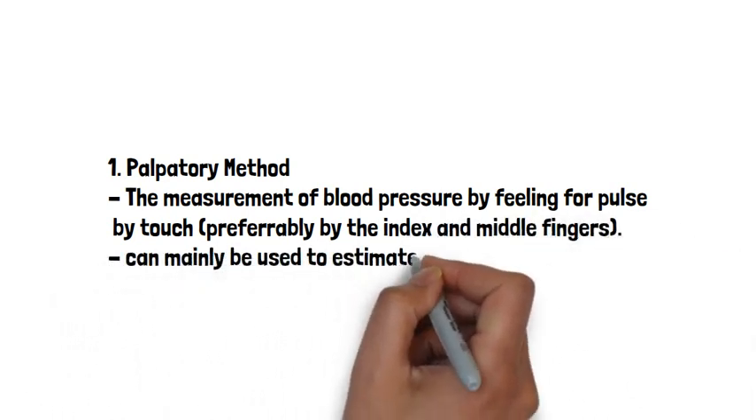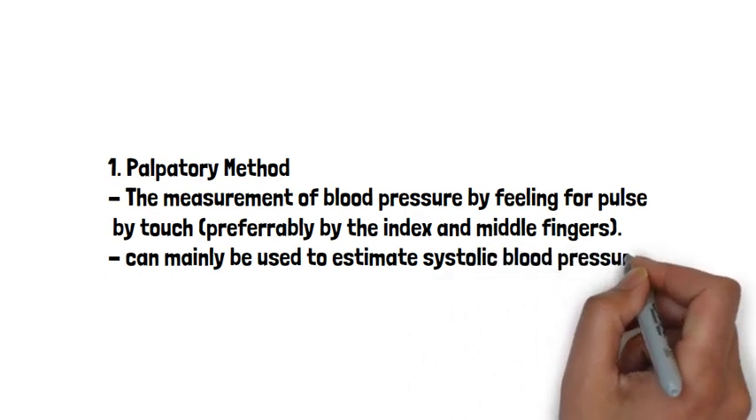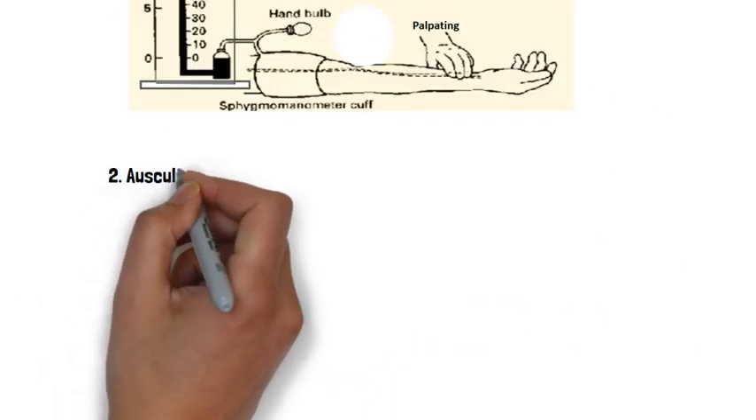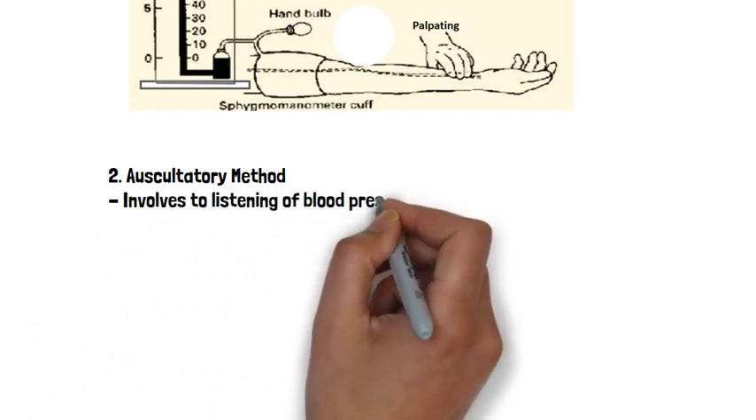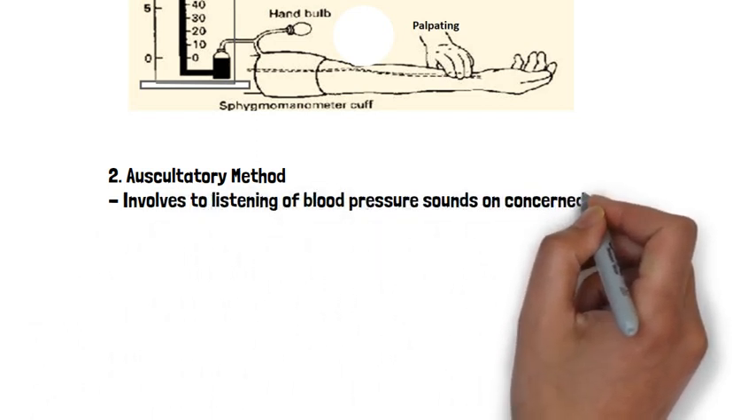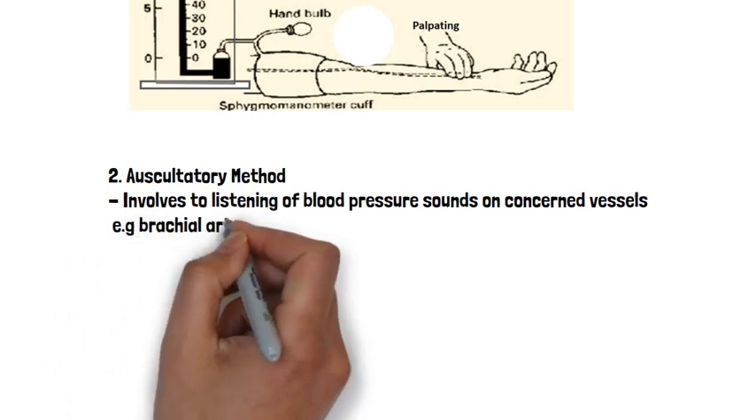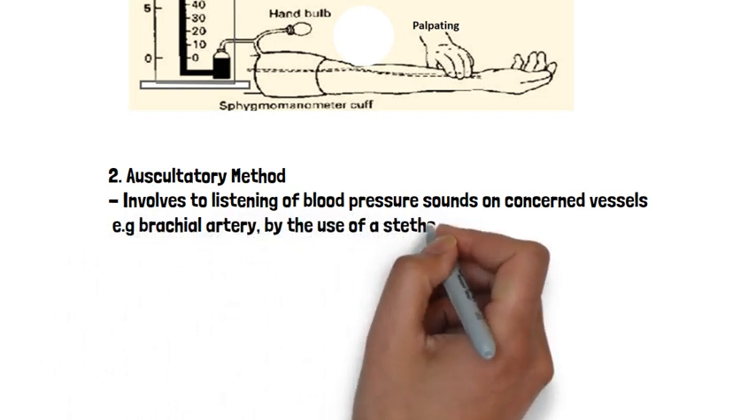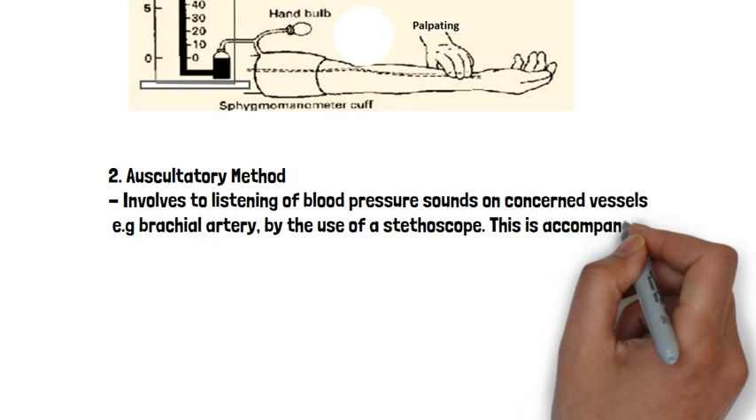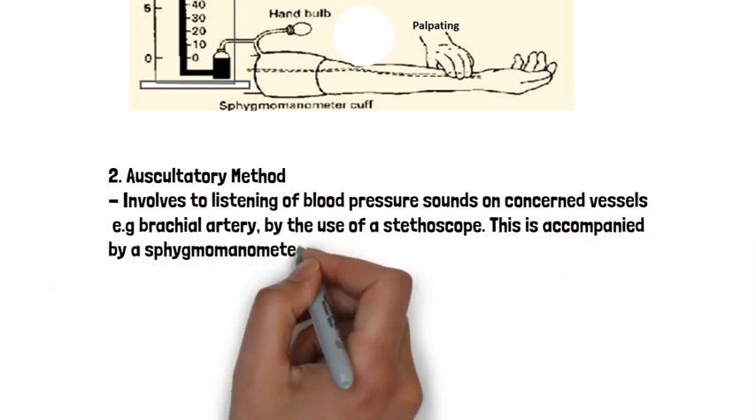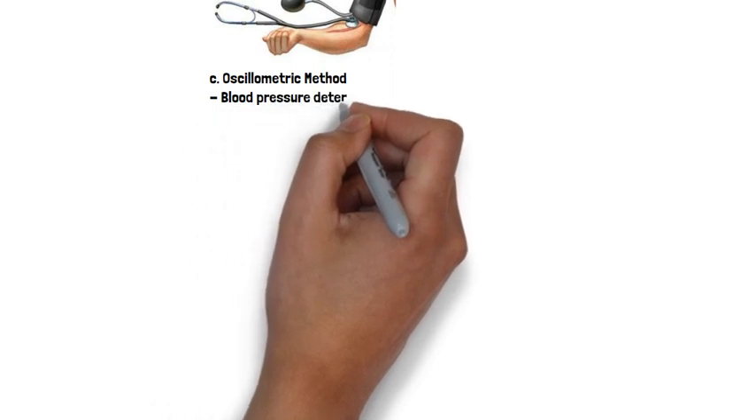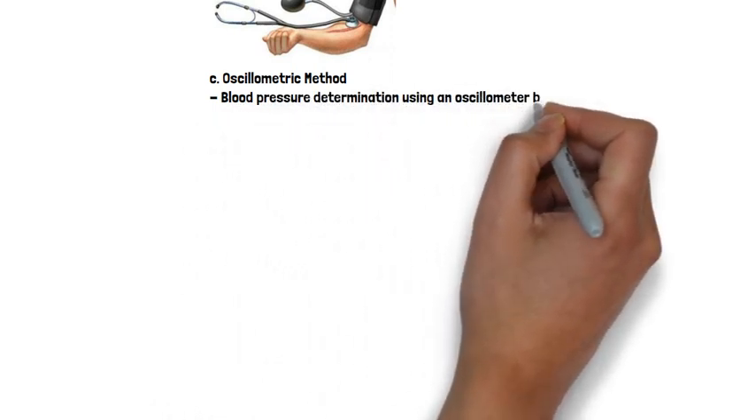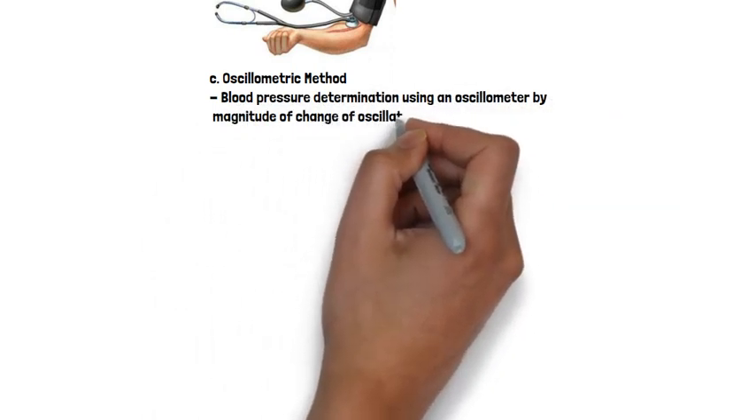The next method to be looked at is the auscultatory method. Remember, auscultatory comes from the word auscultate, meaning to listen for sounds, listening to body sounds. So the auscultatory method involves listening to blood pressure sounds over the concerned vessel, sometimes the brachial artery, using a sphygmomanometer and a stethoscope.